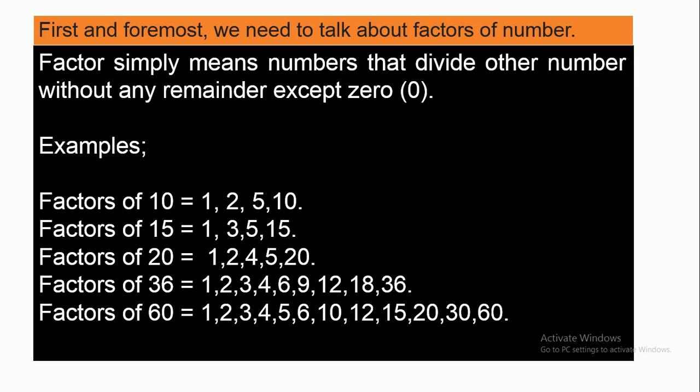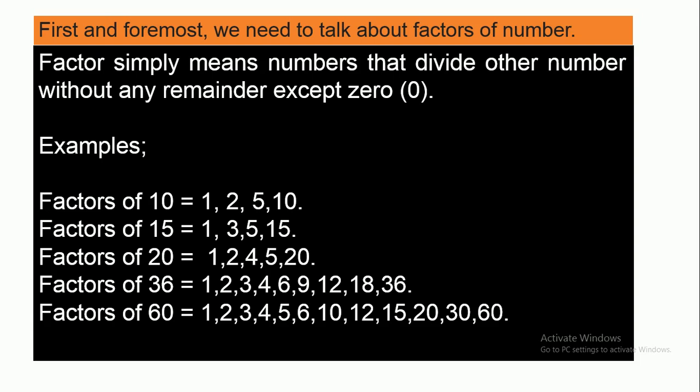So moving on to the factors of 36. You can see the factors of 36: 1, 2. We have 1. 2 goes in 36. 3 goes in 36. 4 goes. 5 will not go in 36 without a remainder that is not 0. So 5 will not go, 6 will go, 6 in 36 is 6, 9 will go, 12 will go, 18 will go, and 36 itself.